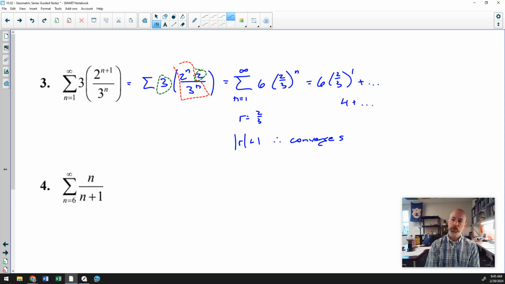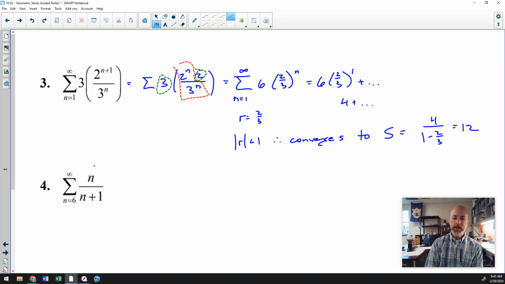And that's an example of one where you cannot assume that the constant before the ratio is the first term. Always plug in that first value. So this converges to the sum of first term over 1 minus ratio, and that ends up being 12.